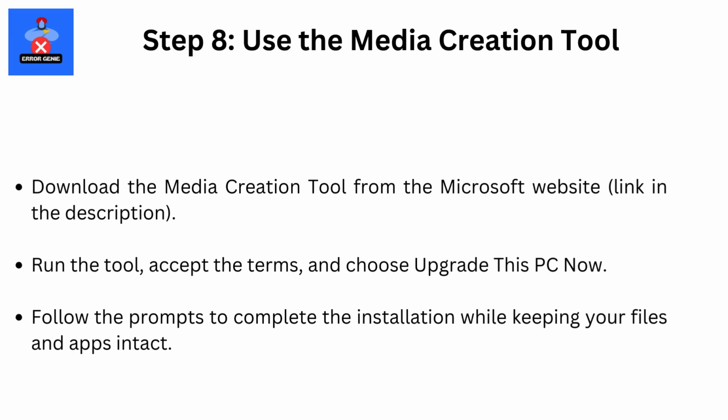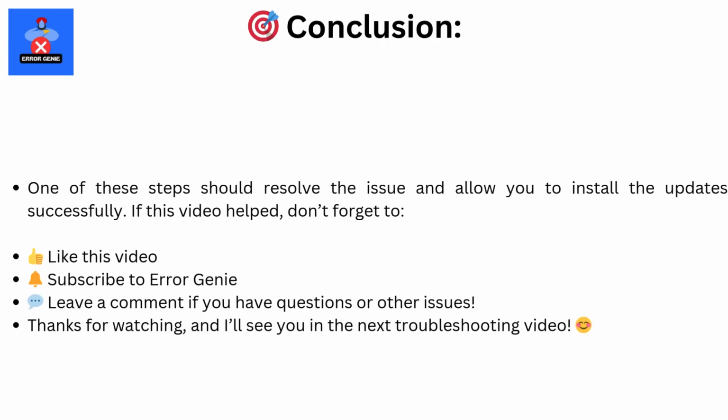Step 8. Use the Media Creation tool. Download the Media Creation tool from the Microsoft website link in the description. Run the tool, accept the terms, and choose Upgrade this PC now. Follow the prompts to complete the installation while keeping your files and apps intact. Conclusion. One of these steps should resolve the issue and allow you to install the update successfully.